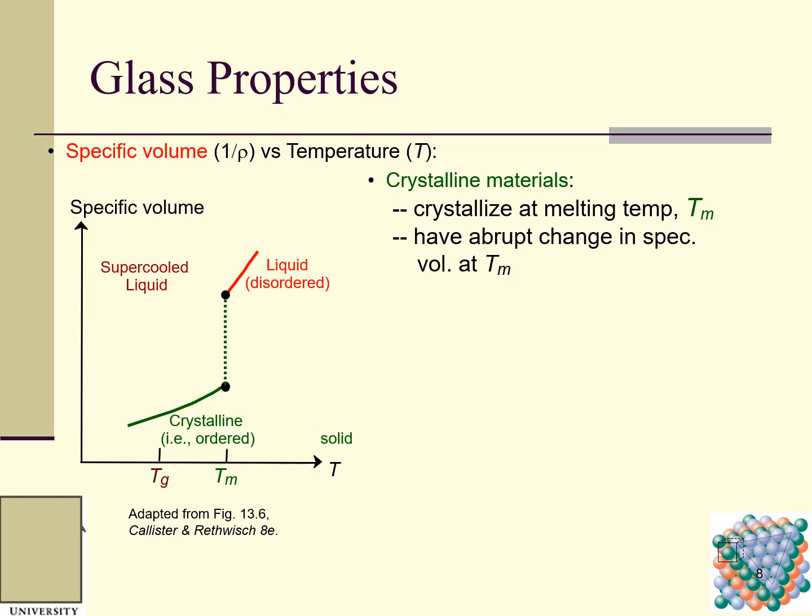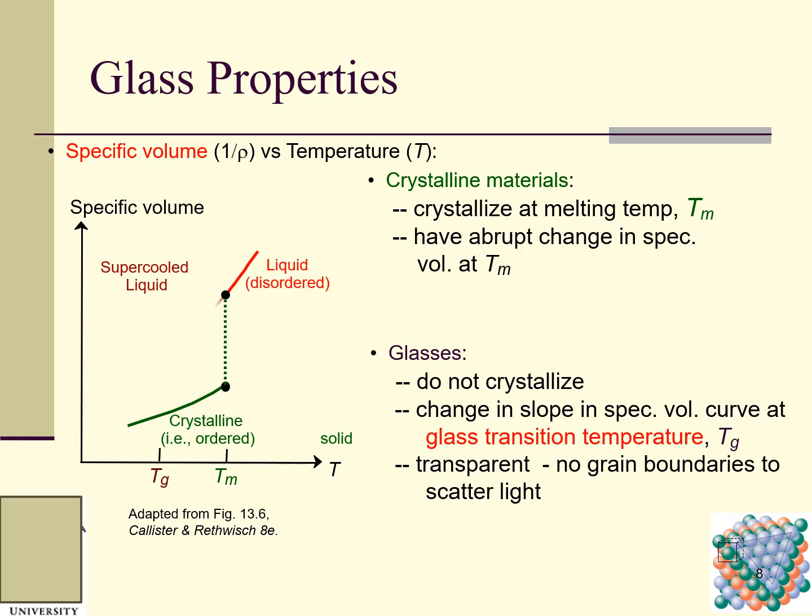Here is the melting temperature, and here is the glass transition temperature Tg. Glass does not crystallize, and there is a change in slope of the specific volume curve at the glass transition temperature Tg. Glass is transparent, with no grain boundaries to scatter light. So this is very good.